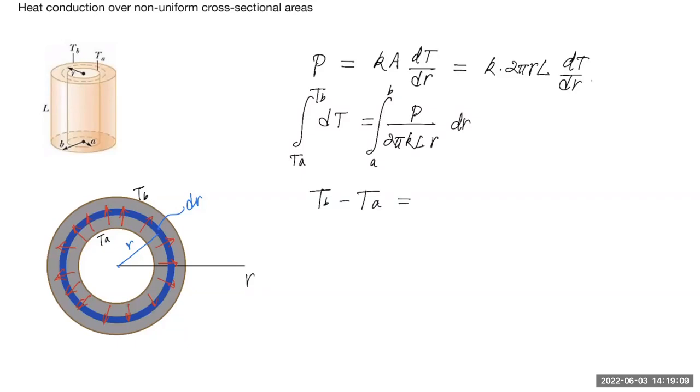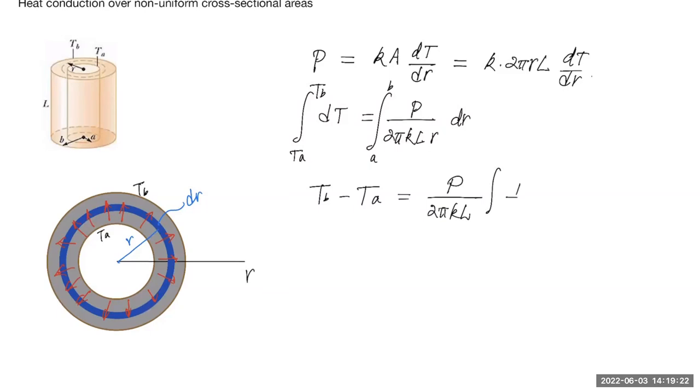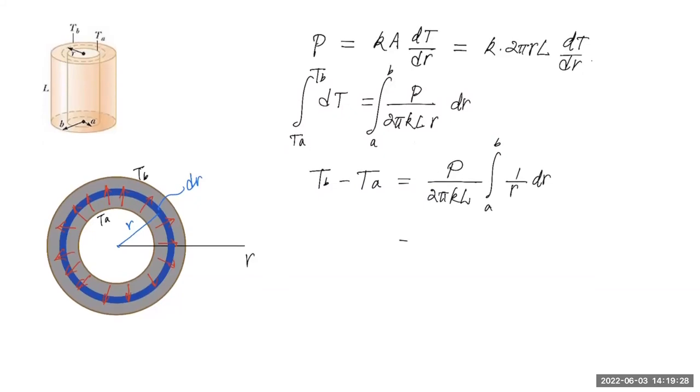And on the right-hand side, remember P is independent of R, so it's a constant, which I can take out. And other constants, 2 pi KL, all these are constants. You're left with the integral of 1 over R dr, which is the natural log of R. So one more step here. I can now finish this integral, right? P over 2 pi KL, natural log of B over A, right?